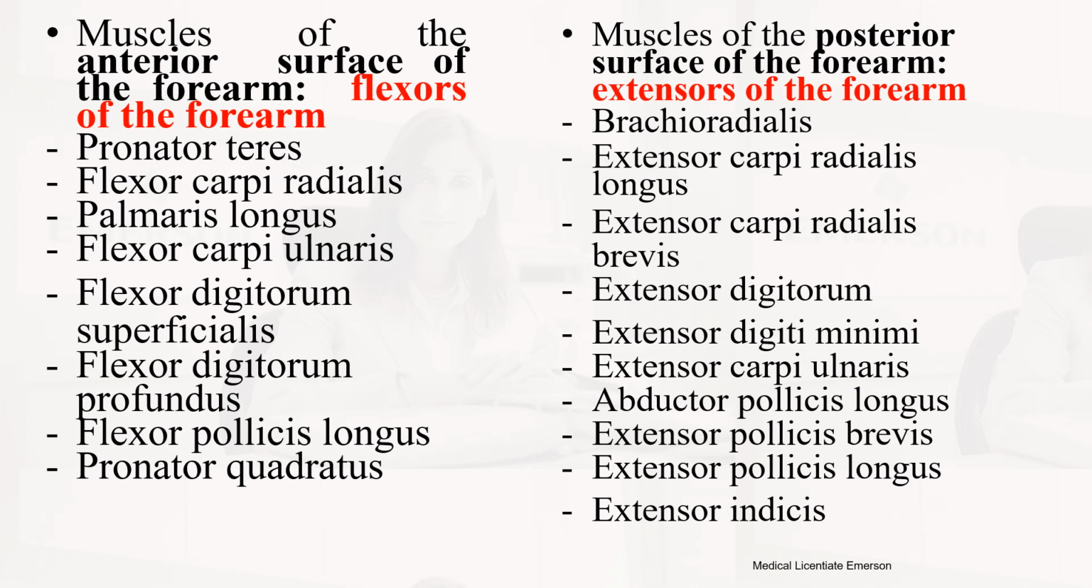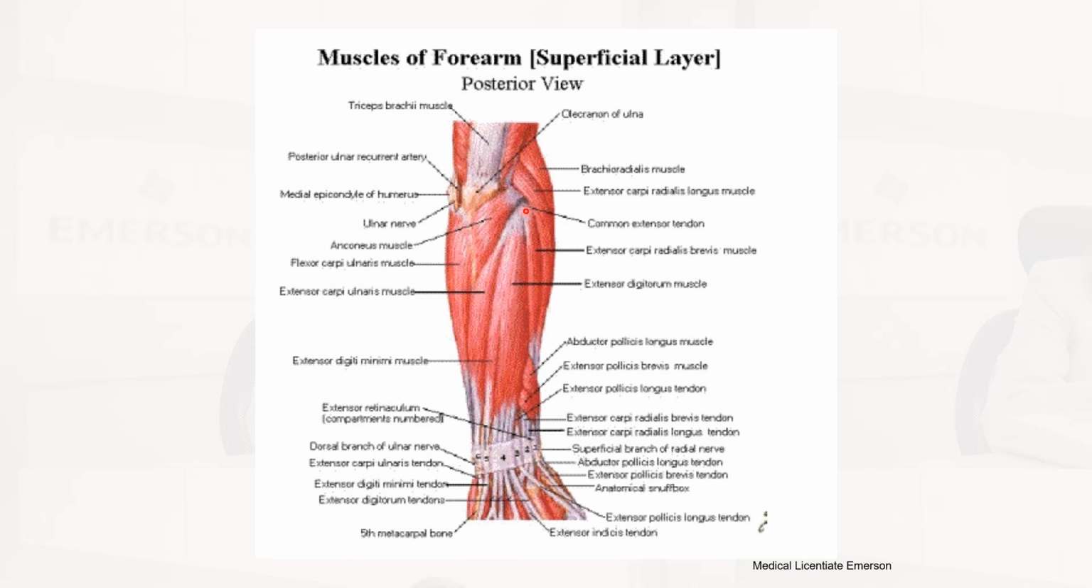Okay, so these are muscles of the flexors of the forearm and extensors of the forearm. So this is the forearm. Okay, so we are done with the arm. Now we are on the forearm. This is where we have a lot of muscles.